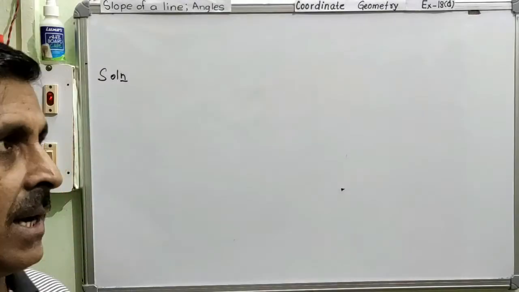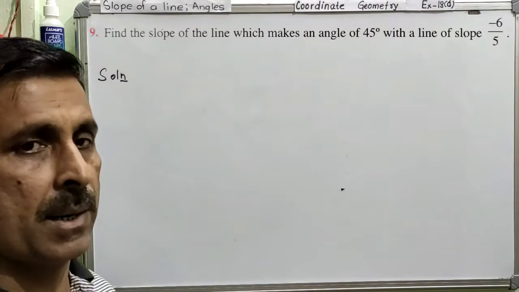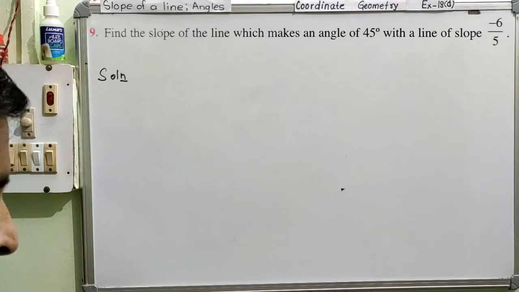Now the next question, we are moving on to question number 9. I will read out the question. Question number 9 says, find the slope of the line which makes an angle of 45 degrees with a line of slope minus 6 over 5. Now here the question is to find the slope.